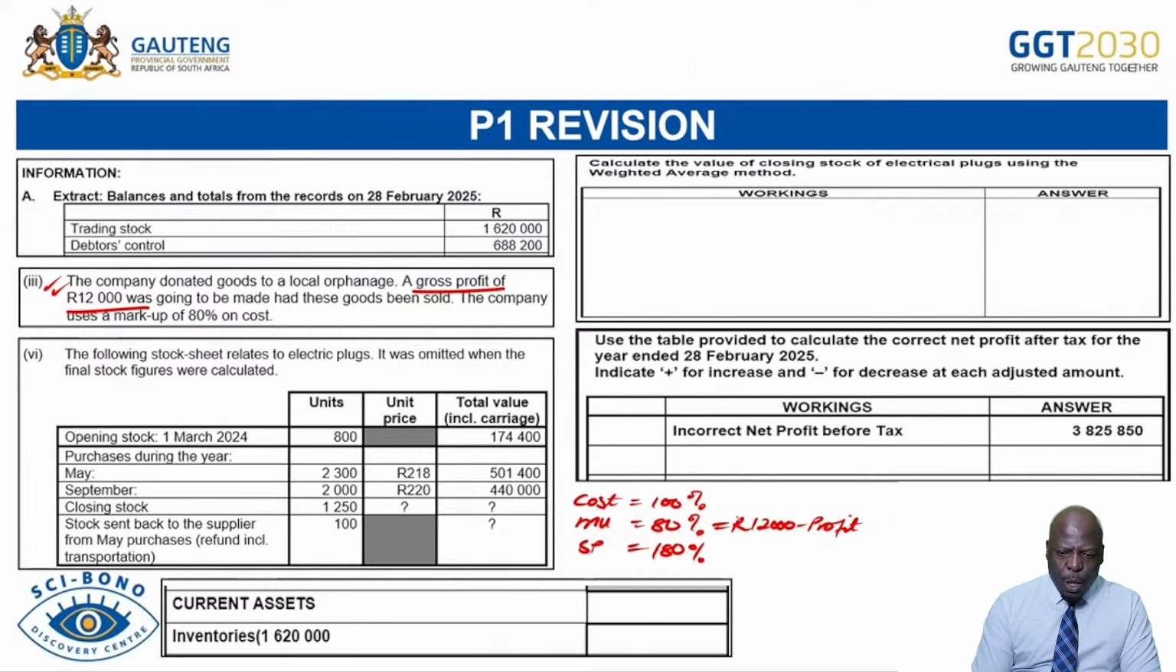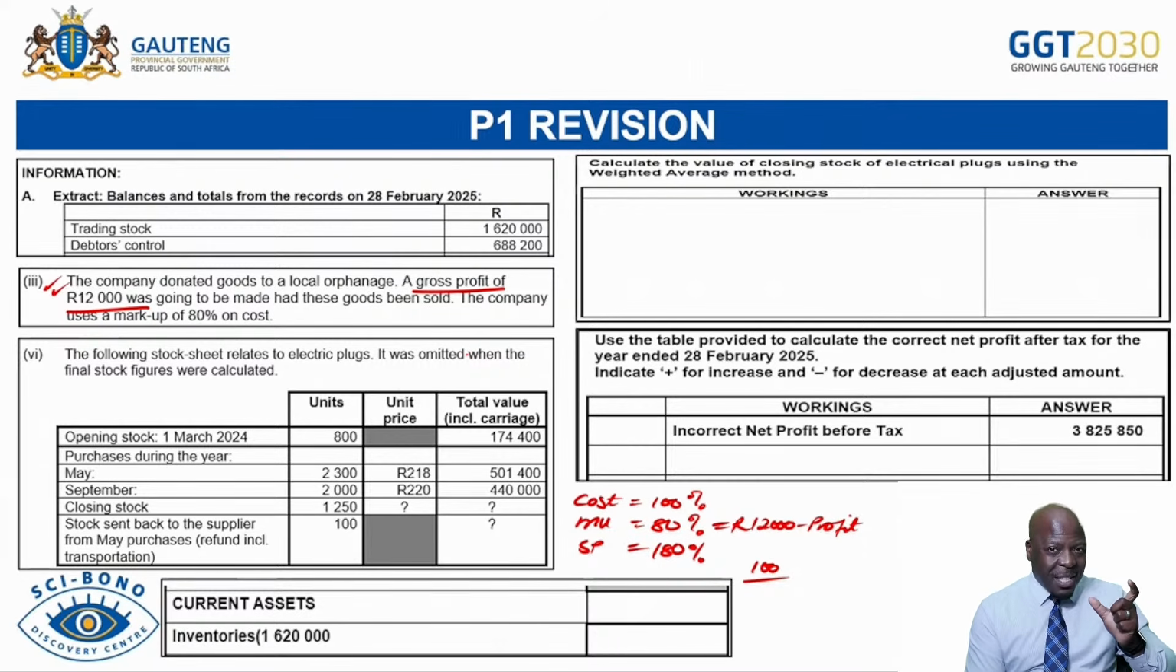Now, we need to record donations, but from grade 10, you have been taught that donations must be recorded at cost. So this is a grade 10 adjustment, because we need the cost, which is 100. What we have is not the selling price, because you're used to getting the selling price. But in this case, we're given the profit, the markup, we're given the 80. So we want 100 over 80 multiplied by the 12,000.